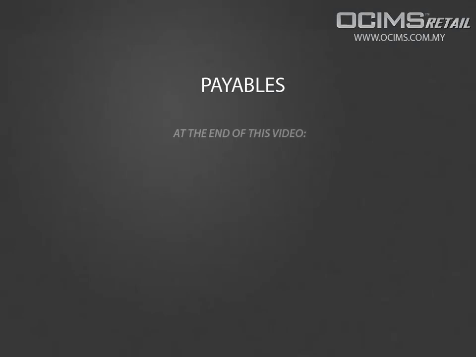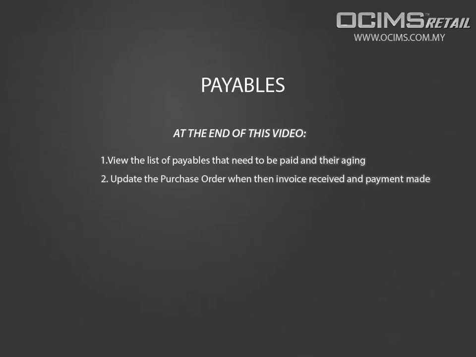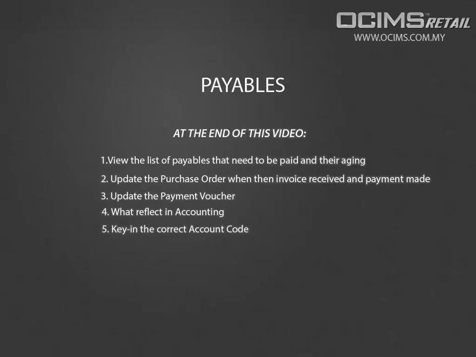Payables. At the end of this video, you'll be able to view the list of payables that need to be paid and that are aging, update the purchase order when the invoice is received and payment made, update the payment voucher, see what is reflected in accounting, and key in the correct account code.